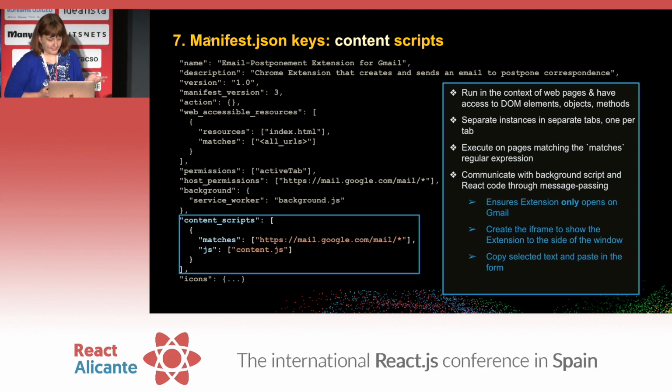So basically, we use content scripts to create the side panel iframe, to pass messages between the React code and the background script, as well as to copy and paste text. Also, the extension only opens on Gmail, since Gmail is the only thing that matches the matches tag regular expression there.